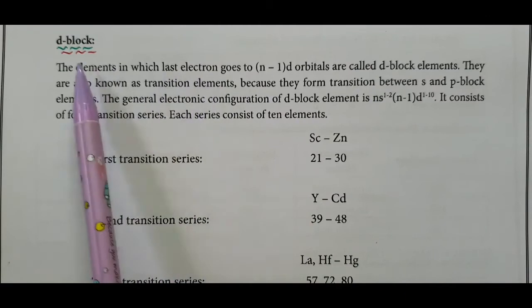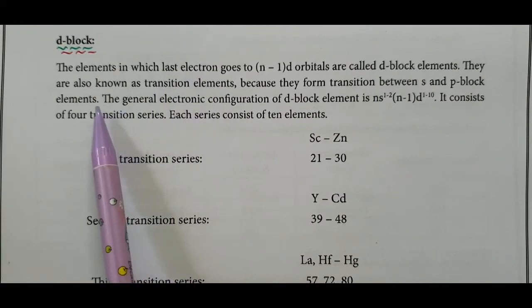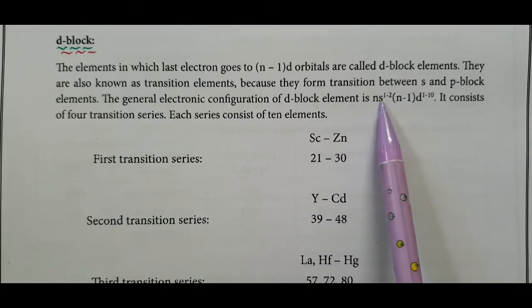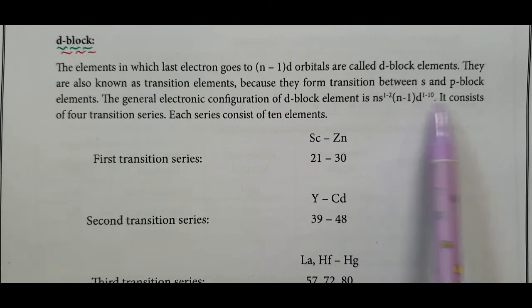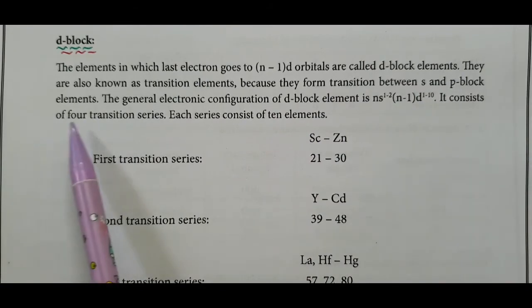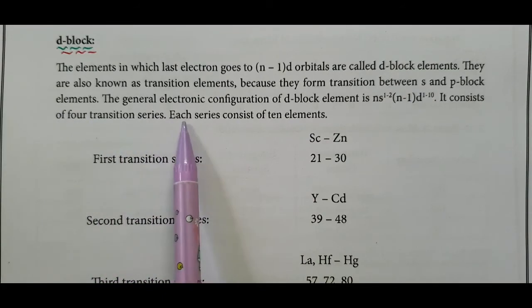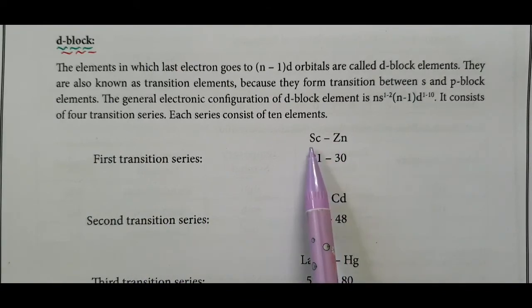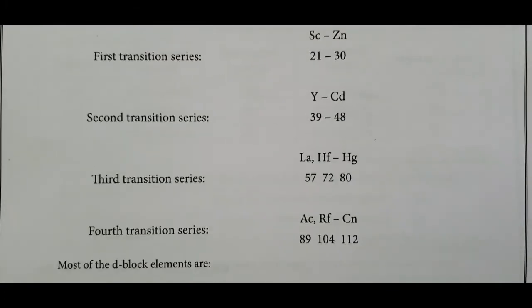Therefore, they are also called the transition elements. The general electronic configuration of d-block elements is ns1 to 2, (n-1)d1 to 10. It consists of 4 transition series. Each series consists of 10 elements. The first transition series starts with scandium, atomic number 21, and ends with zinc, atomic number 30.